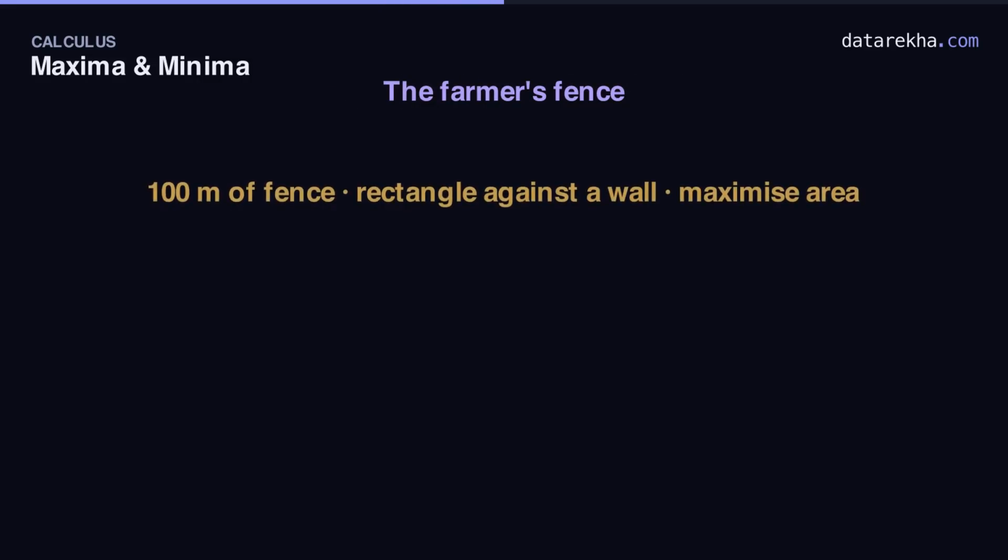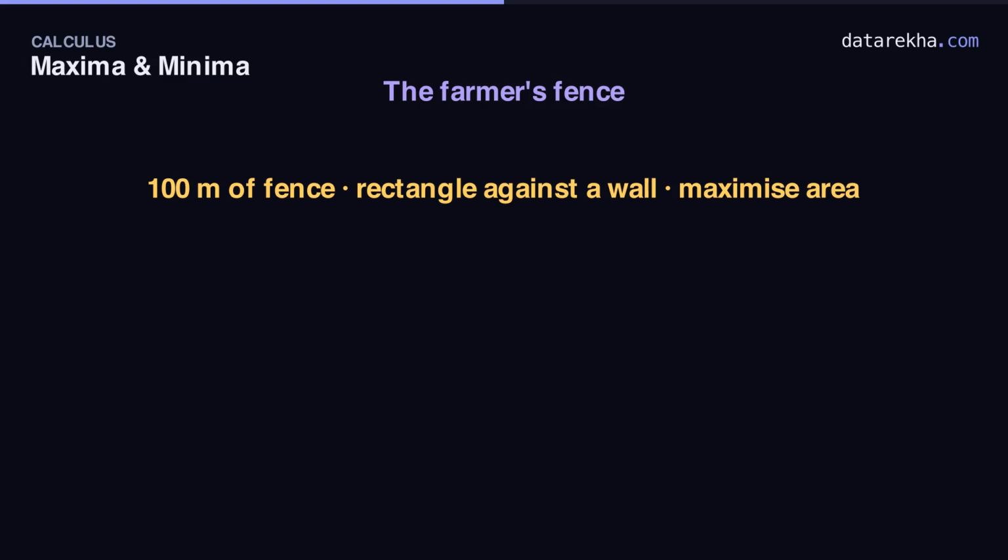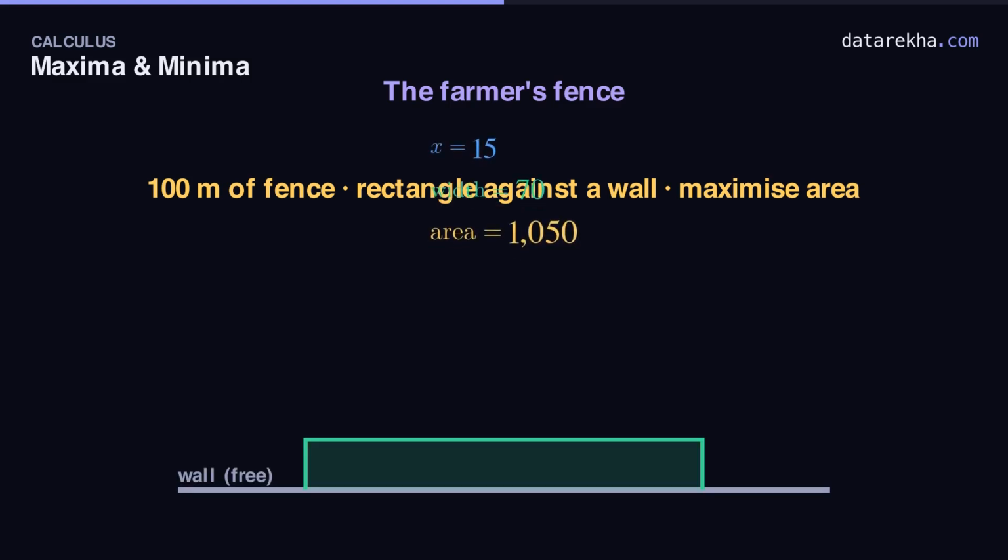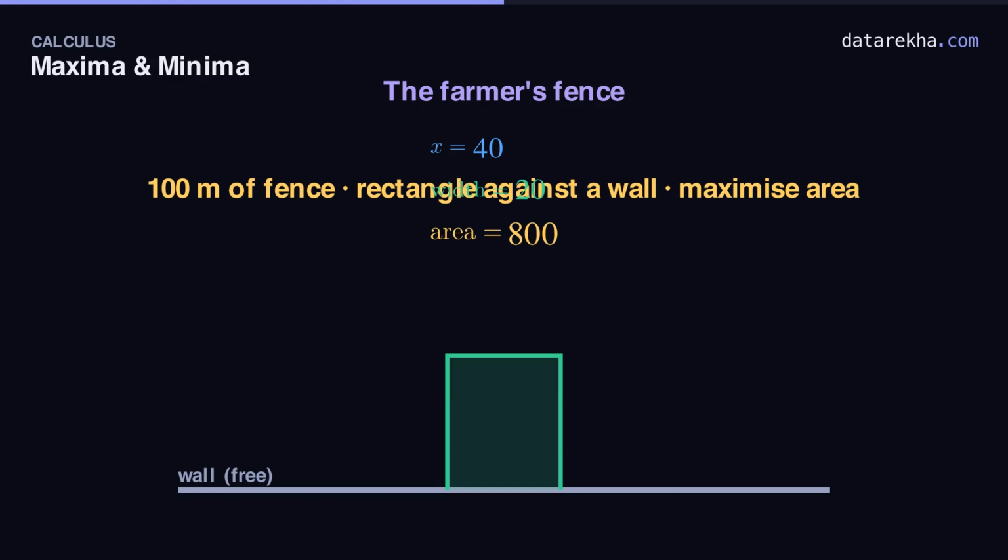Time for the real payoff. A word problem. A farmer has 100 meters of fencing and wants to pen off a rectangle against a long straight wall. The wall is free, so fencing goes on only 3 sides. What shape gives the most area? Let's give the two equal sides a length, x. Then the side running along the wall must use up whatever fence is left, 100 − 2x.